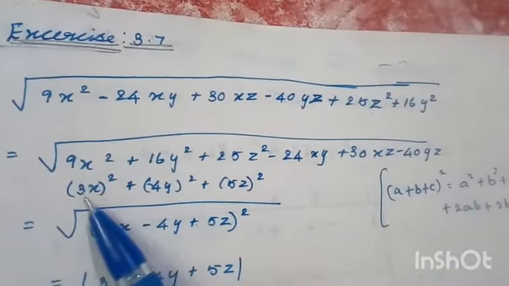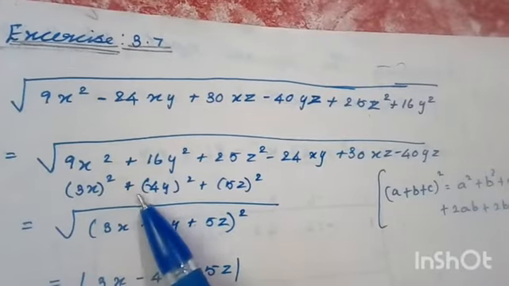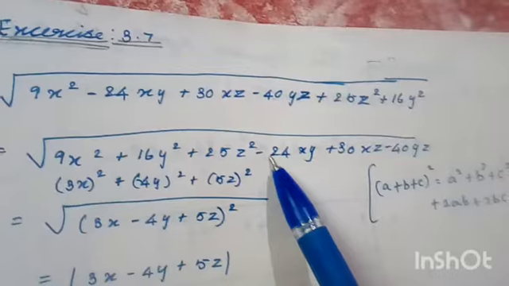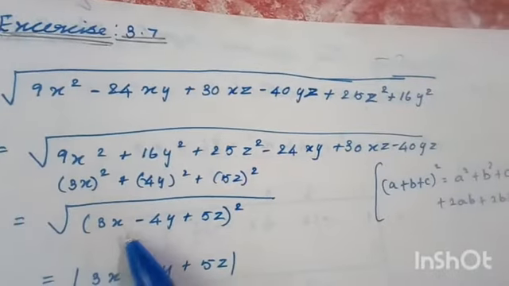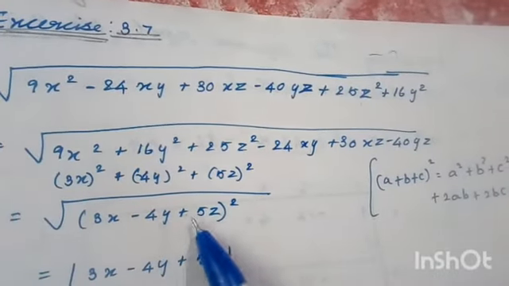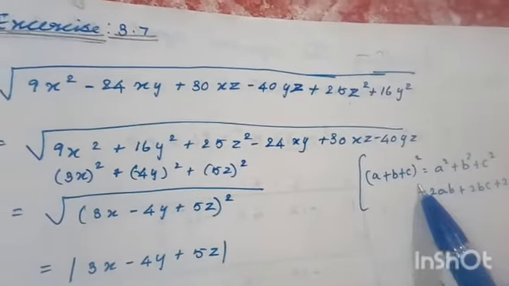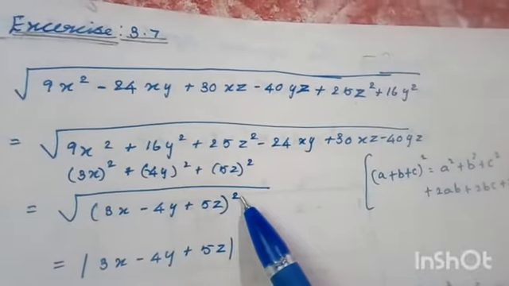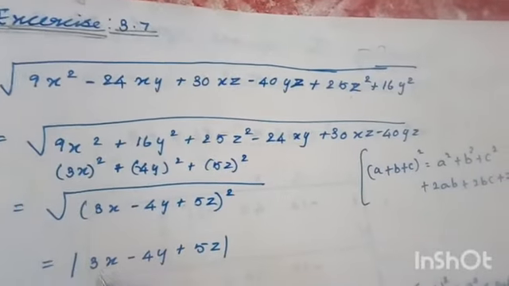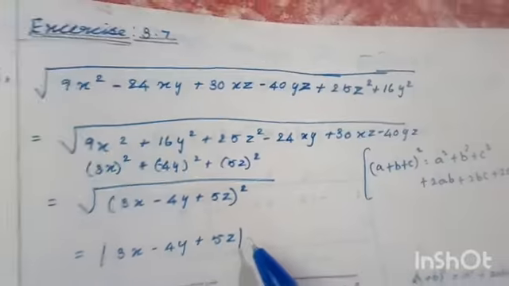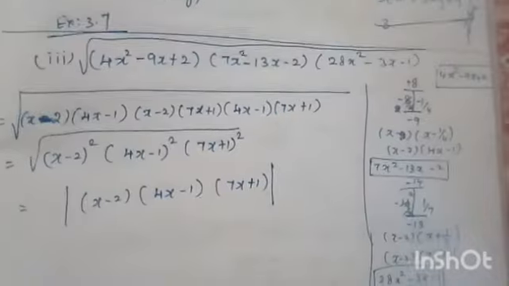So we conclude that it is in the form (3x squared minus 4y squared plus 5z squared), that is, (3x minus 4y plus 5z) whole squared. Compare with this formula. Since the square root is there, it becomes the absolute value of 3x minus 4y plus 5z.